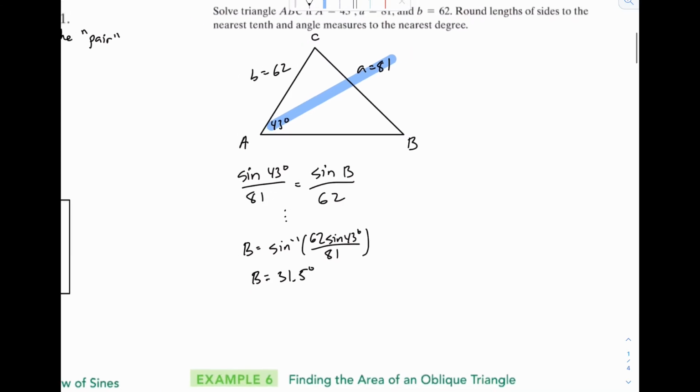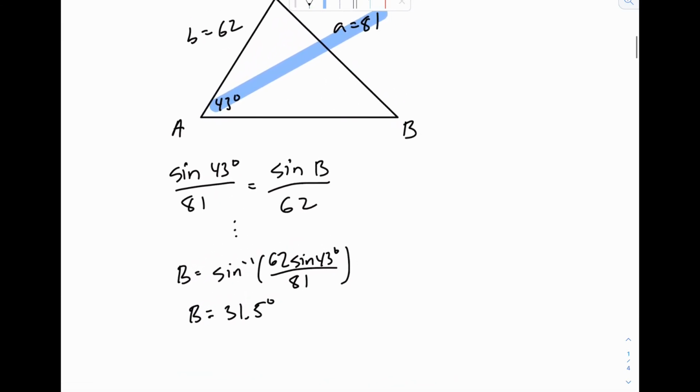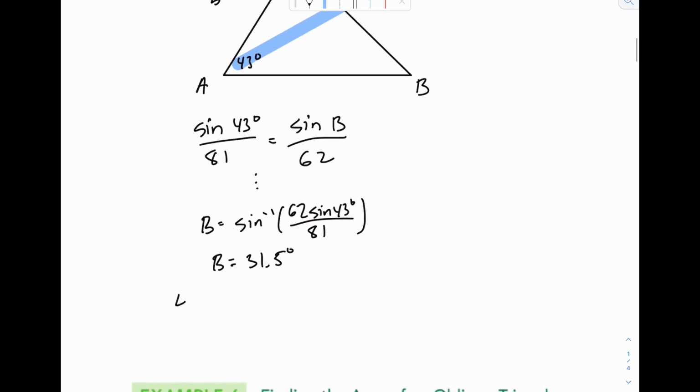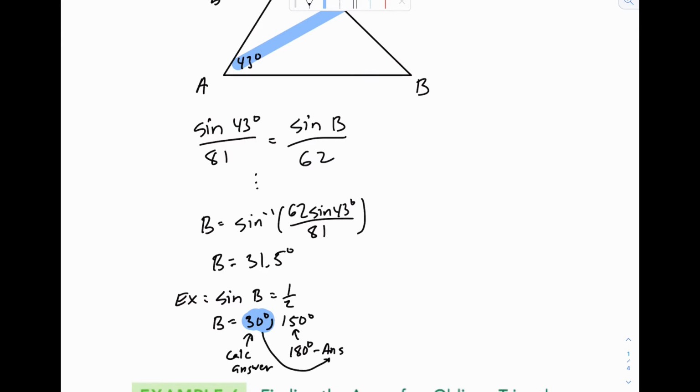However, it's not that simple because we're dealing with sine. Think about what we did a couple chapters ago. Let's say we said sine of b is equal to 1/2. We can do that in our head. It's 30 or 150, but the calculator will only give you the acute angle. So that's your calc answer. So what you need to do is get the other answer by hand. And the way you do it is you do 180 minus the answer the calc would give you, which in this case would be 30 in our example.